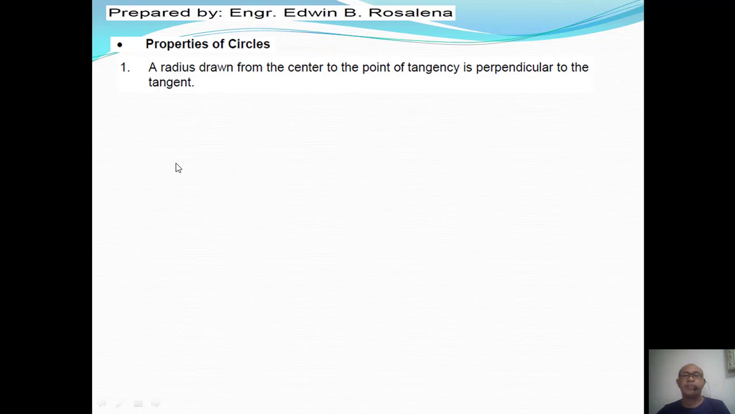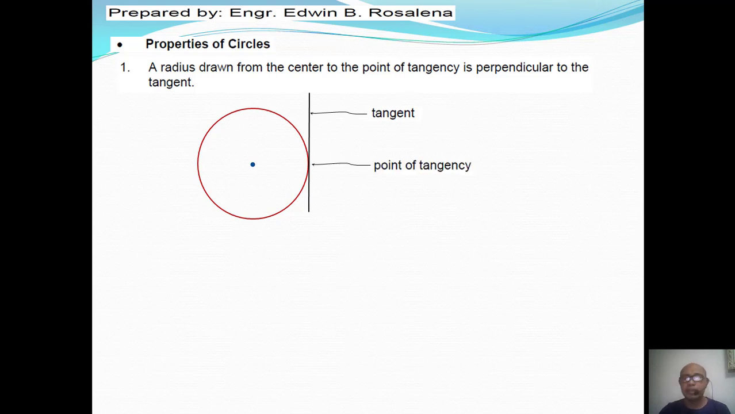A radius drawn from the center to the point of tangency is perpendicular to the tangent. So let's say, if you have a circle here and then you draw a tangent, so this black line is what we call the tangent, and it intersects the circle at one point only, and we call that the point of tangency. So if we draw a line from the center to the point of tangency, then that is a radius, and that radius is perpendicular to the tangent.